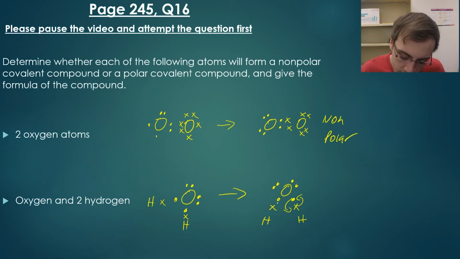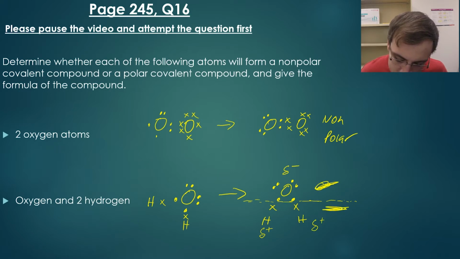So it means that the electrons are going to want to hang around up here. So that's going to mean that oxygen is delta negative, whilst these hydrogens are delta positive. Okay, we can see that the electrons are going to spend more time on this side than on this side. And that, in essence, is polarity.